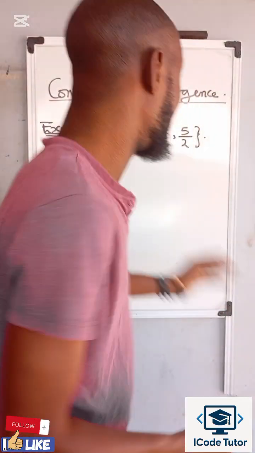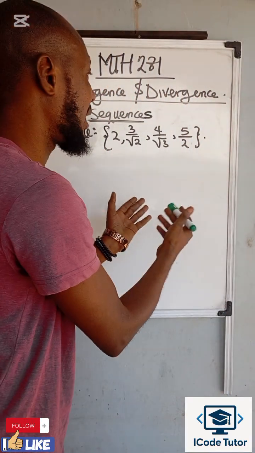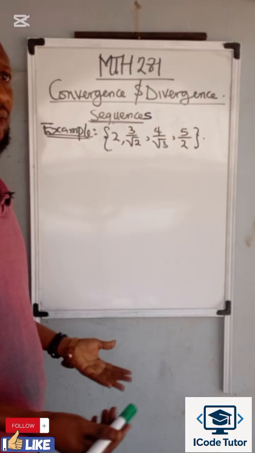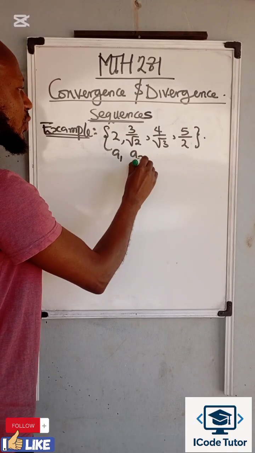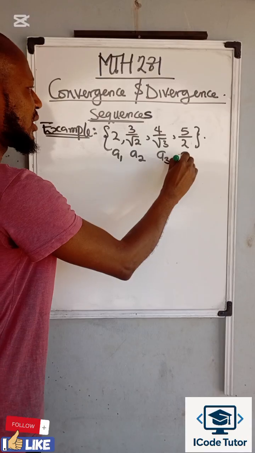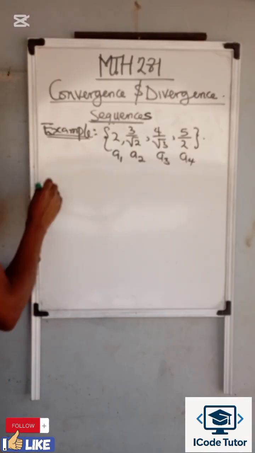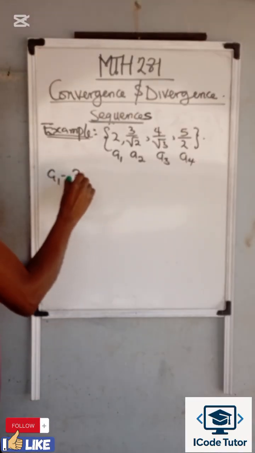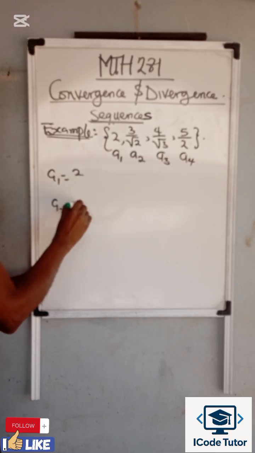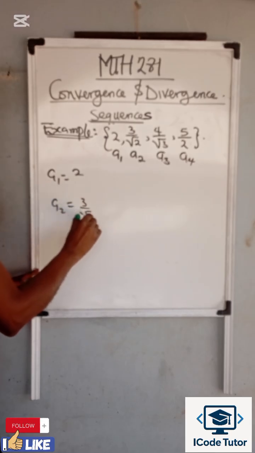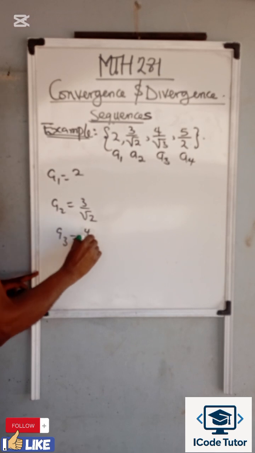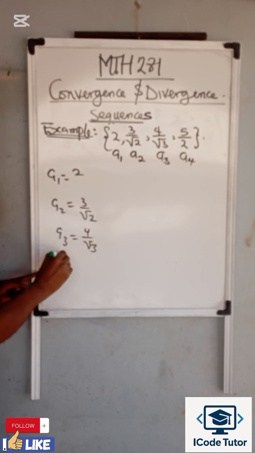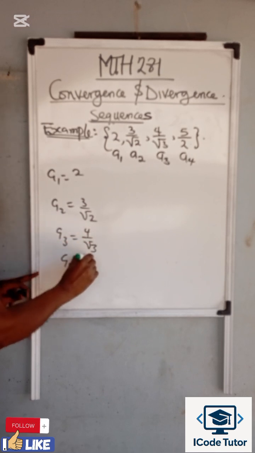Now let's look at this series. We are being given this series. That means that we need to derive the sequence. Now from the sequence, this is a of 1, a of 2, a of 3, a of 4. That means that a of 1 equals 2, a of 2 equals 3 over root 2, a of 3 equals 4 over root 3, and a of 4 equals 5 over 2.